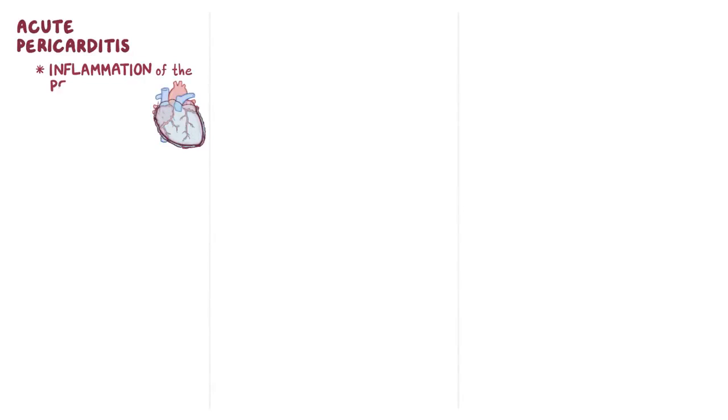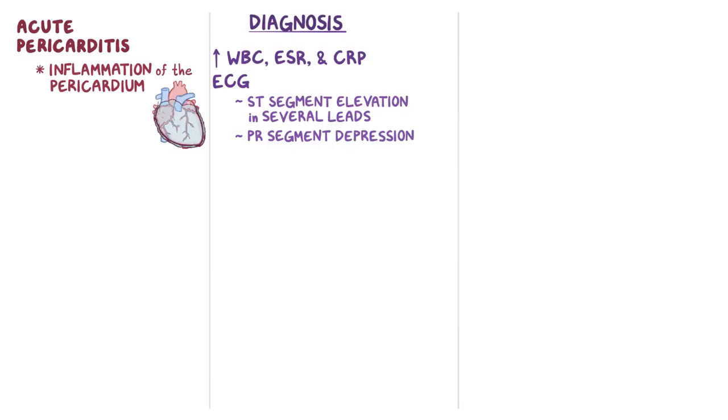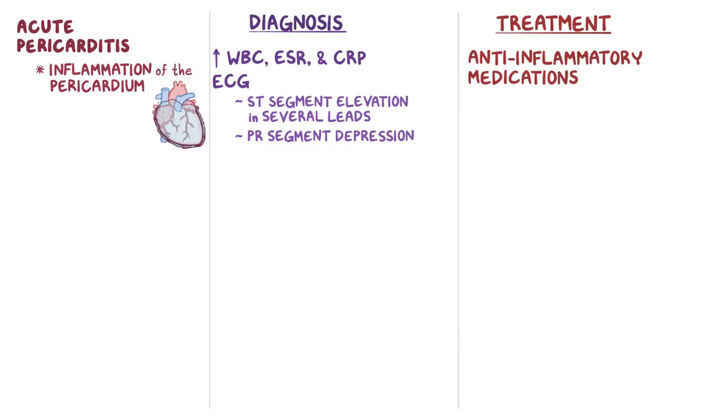Alright, as a quick recap, in acute pericarditis, there's widespread inflammation of the pericardium, which causes an elevated white blood cell count, ESR, and CRP. On ECG, there's widespread ST segment elevation in several leads, as well as PR segment depression. The treatment is usually anti-inflammatory medications like NSAIDs, and it can be combined with colchicine.